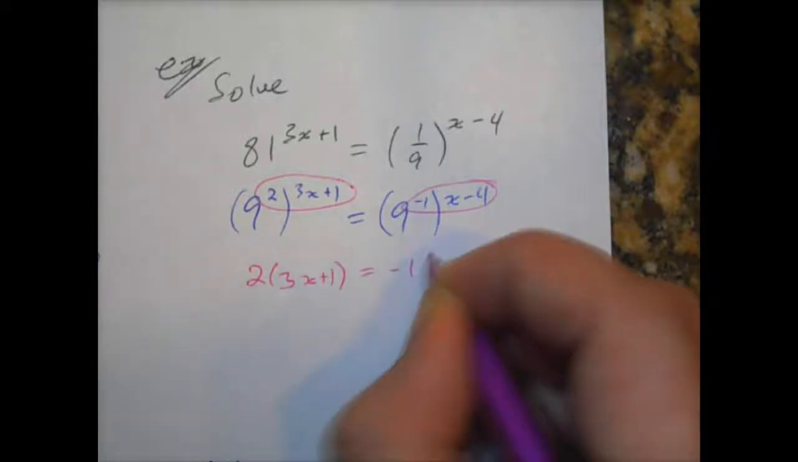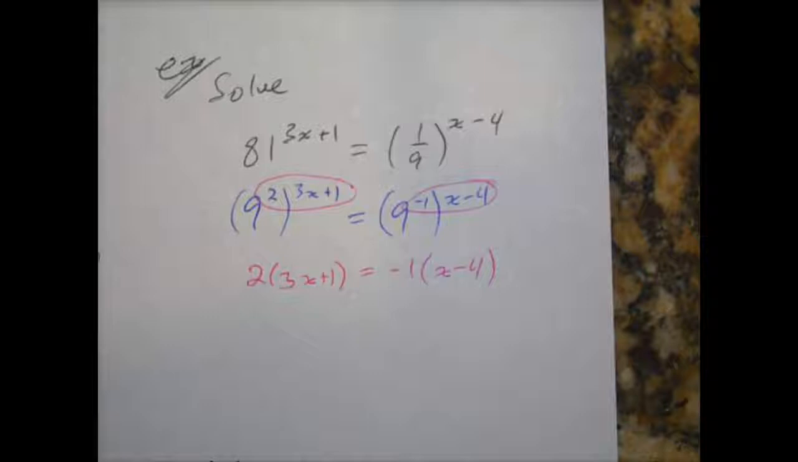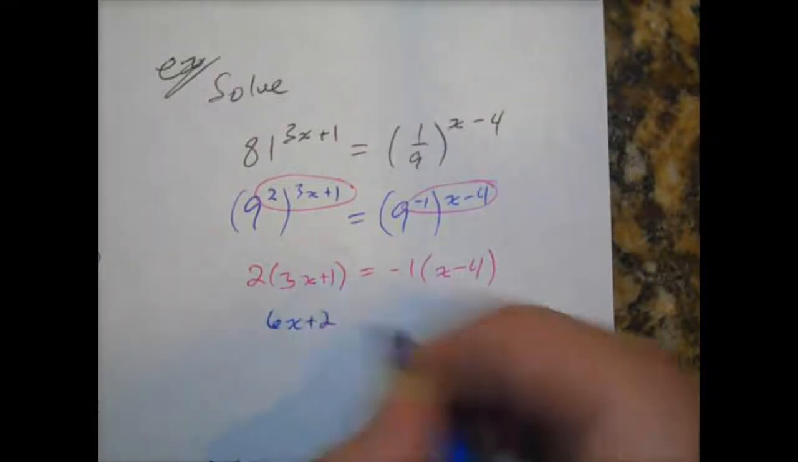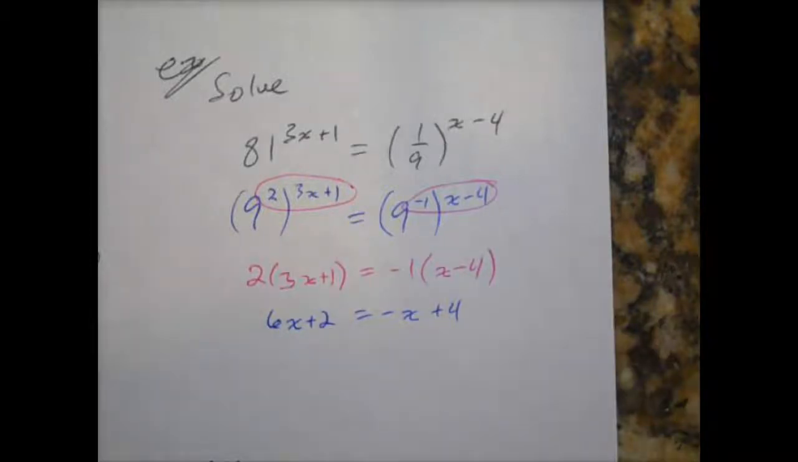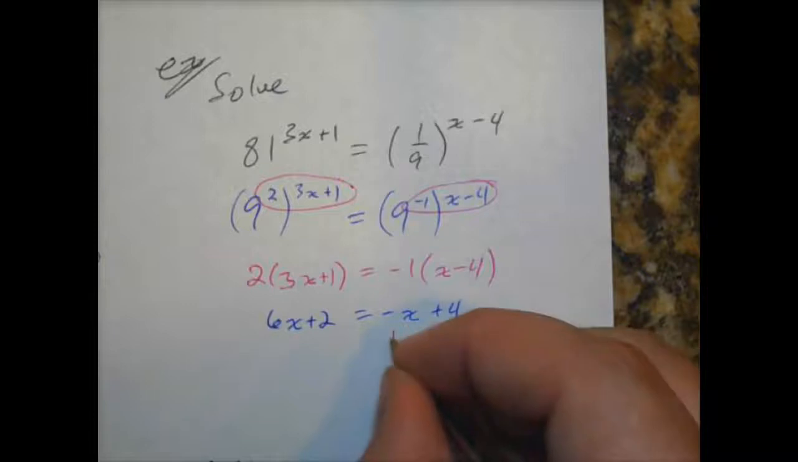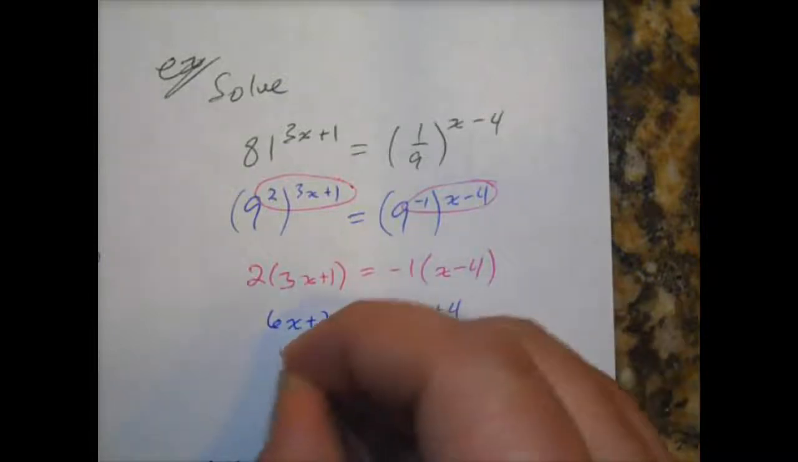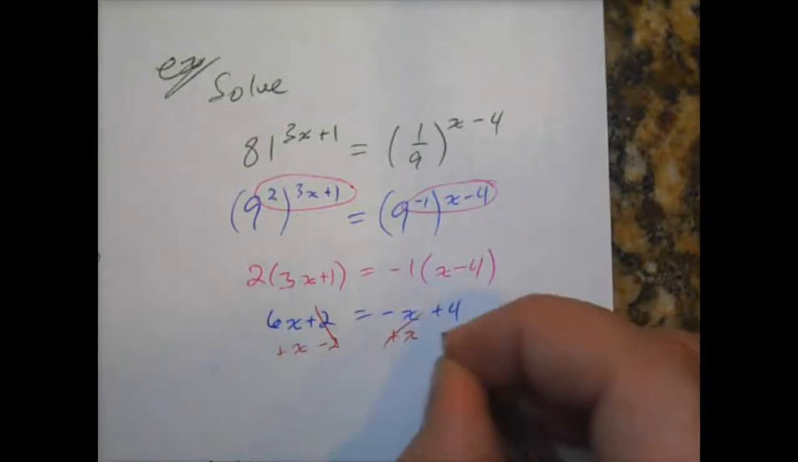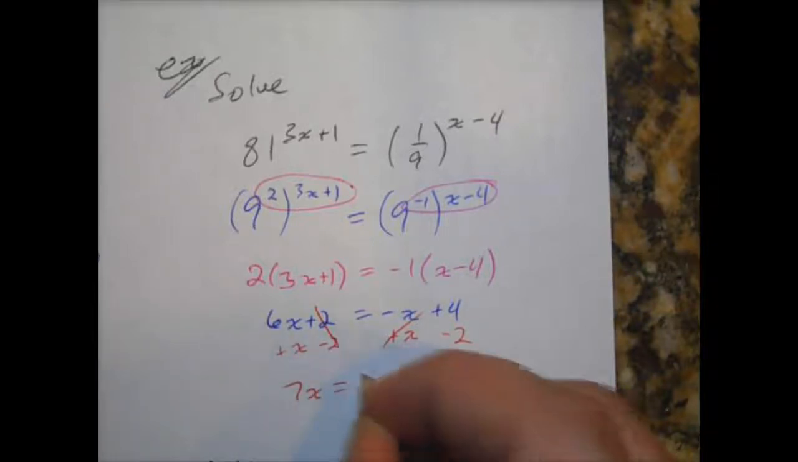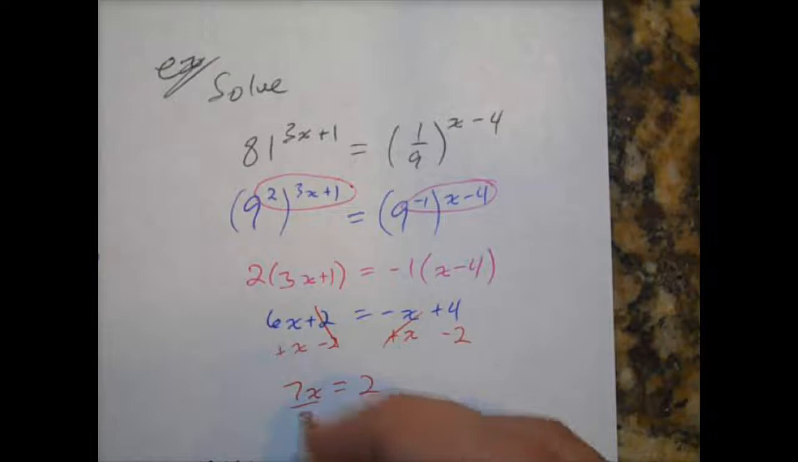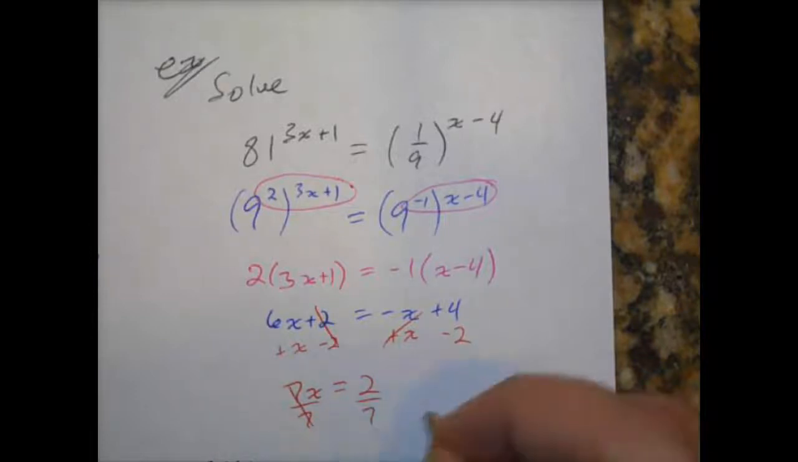And solve that equation for x. So I'll have to distribute. So I have 6x plus 2 equals negative x plus 4. Get your like terms together, so plus x and minus 2 and minus 2, such that I'm left with 7x equals 2. Divided by 7. So x equals 2 over 7.